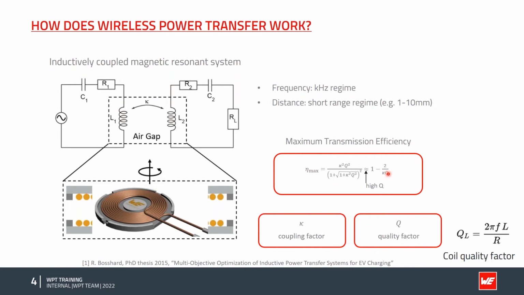For one single coil, we can also calculate the so-called coil quality factor, which is omega times L over R. R is the AC resistance, which also depends on the frequency.